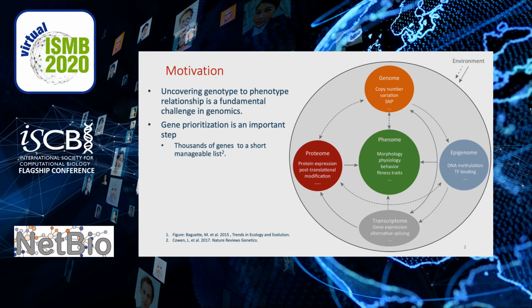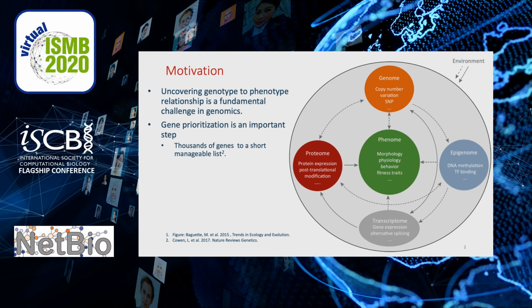Uncovering genotype to phenotype relationship is a fundamental challenge in genomics. Here in this figure, full arrows show the hierarchical framework of the central dogma of molecular biology that depicts the genotype all the way to phenotype relationship. Effects of genotypic variations can hardly be captured by this cascading information transfer linking the genotypic and phenotypic spaces.